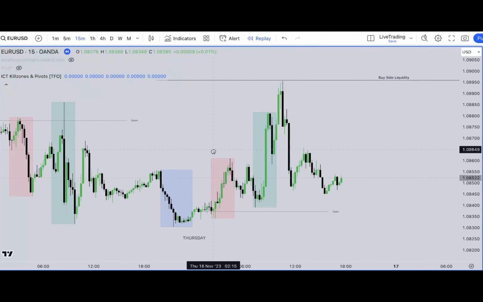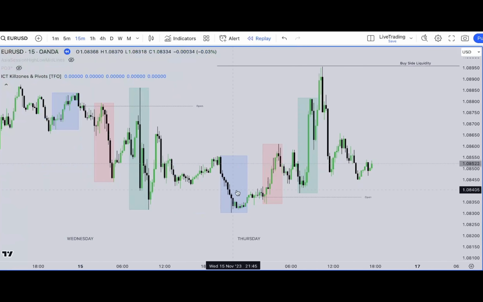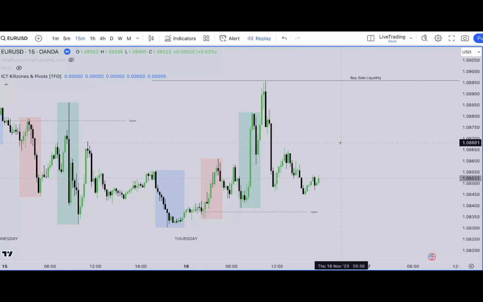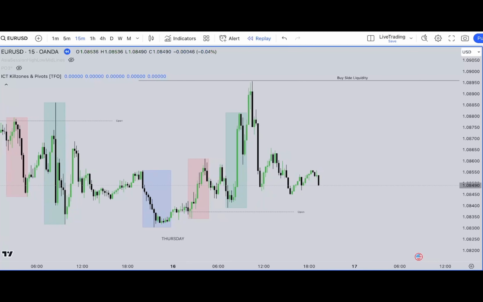But here on the Thursday, we haven't got anything. We just traded upwards, and here an aggressive move down. So that's interesting to see how we can use this knowledge for tomorrow's trading, for Friday. I'm going to skip ahead towards Friday.